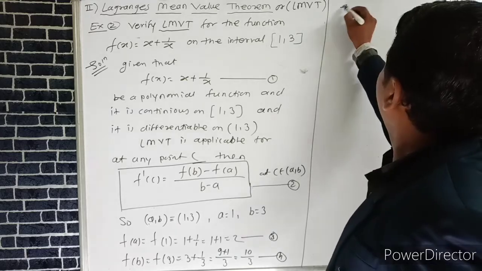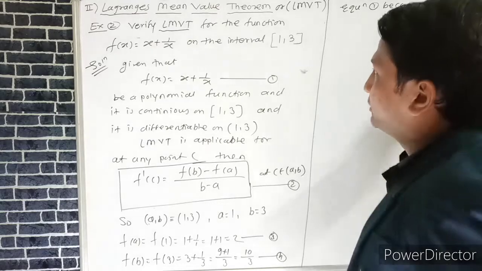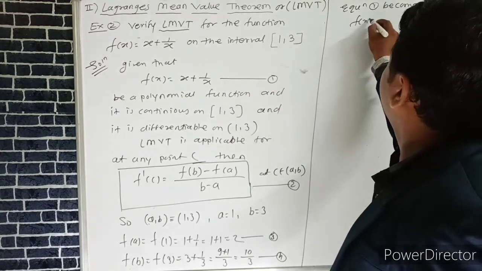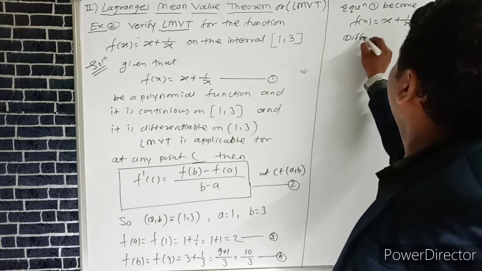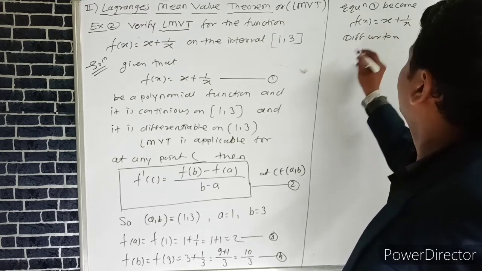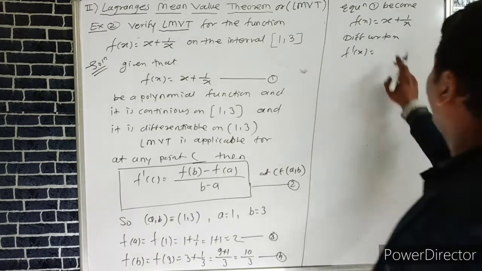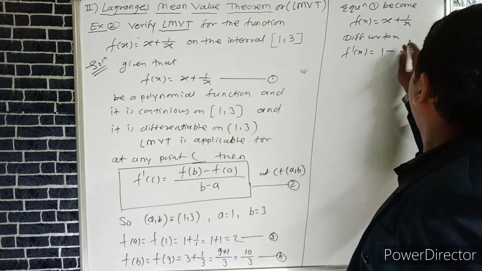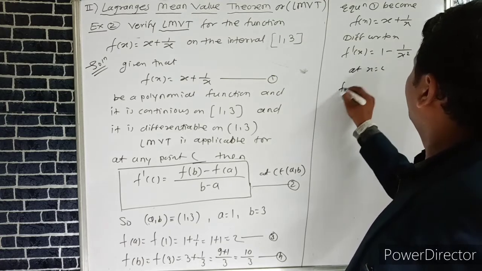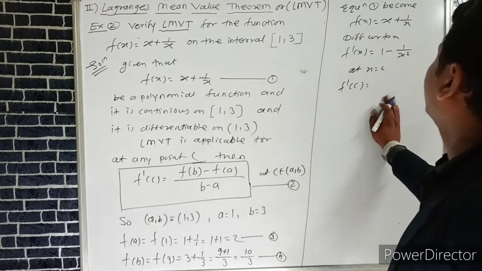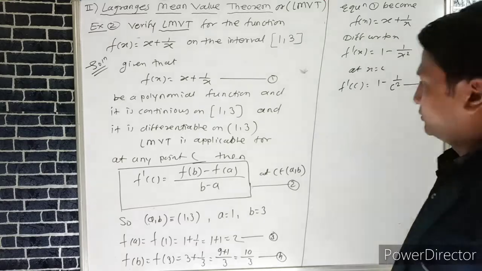We take equation 1, which is f of x is equal to x plus 1 by x. After differentiating, we get the derivative of f of x, which is f dash of x: the derivative of x is 1, and the derivative of 1 by x is minus 1 by x square. At the point x is equal to c, we can find the derivative f dash of c as 1 minus 1 upon c square, which is equation number 5.